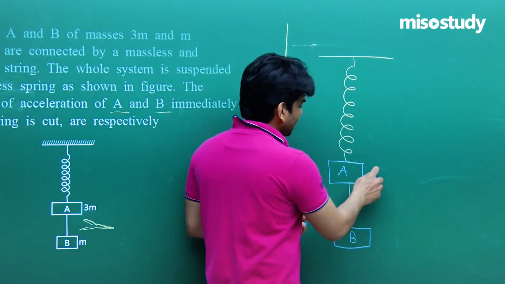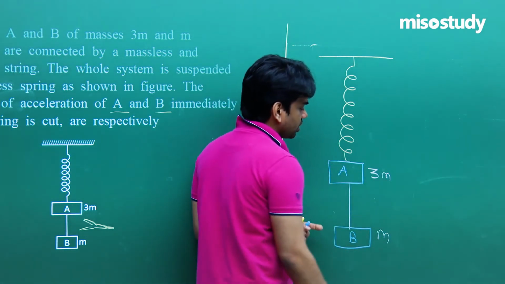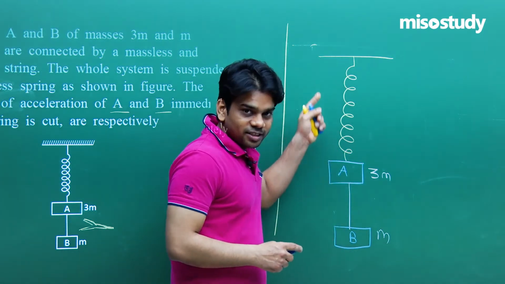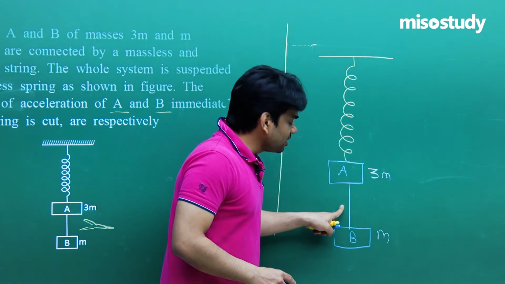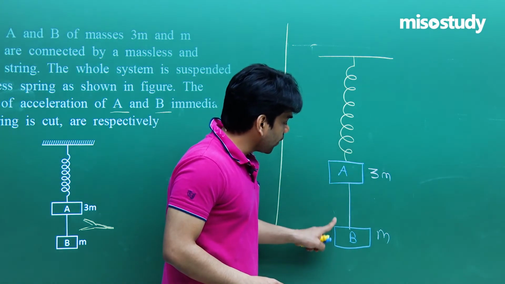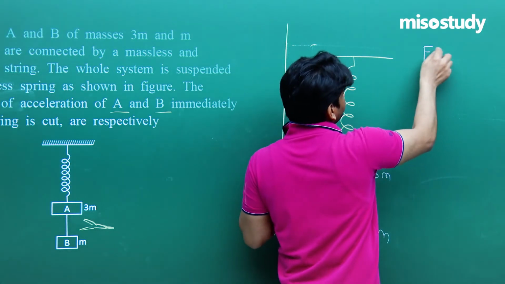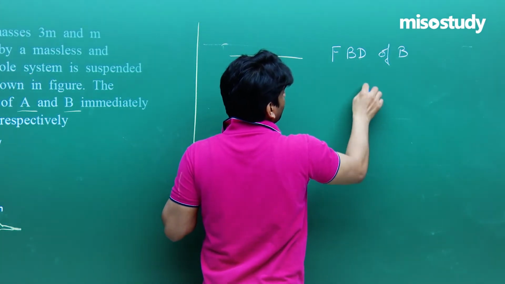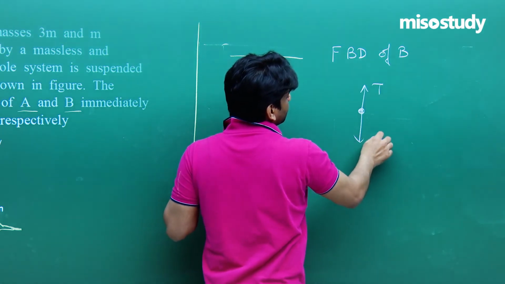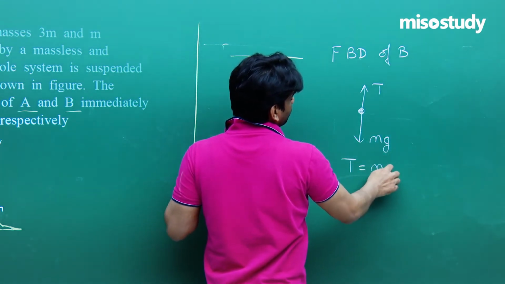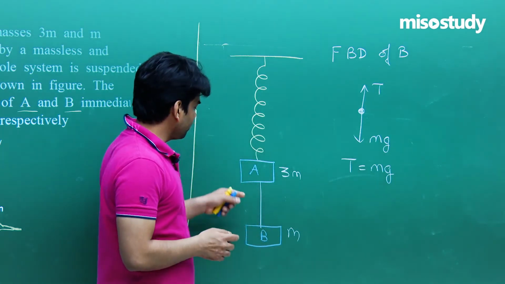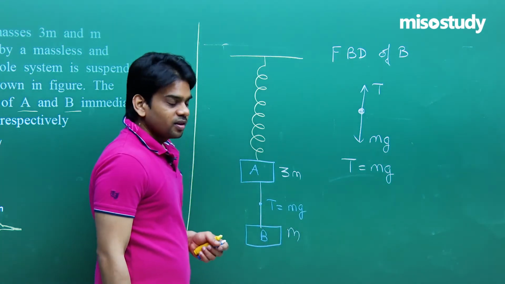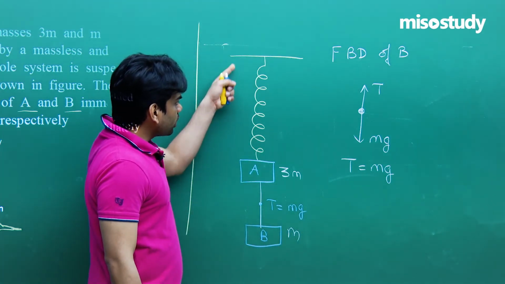Now the masses are given as 3m and m. A is 3m and B is m. The spring would be stretched, and there will be tension in this string. If I draw the FBD of B, the forces acting on it are the tension in the string and mg downwards. So the tension T will be equal to mg, acting all along the string.